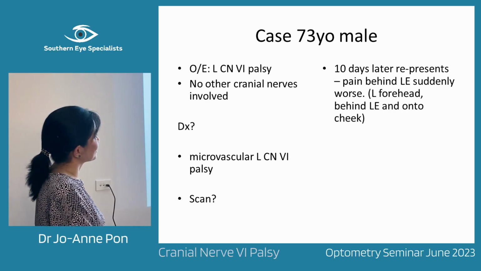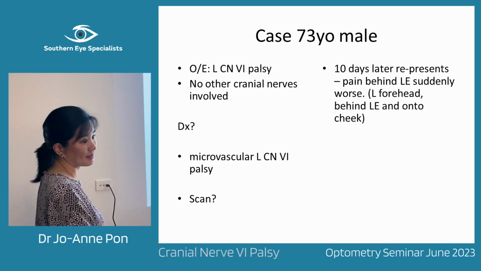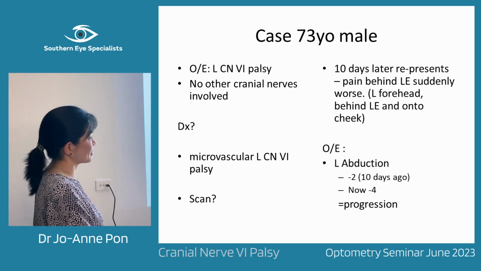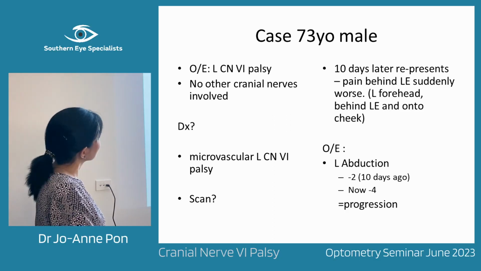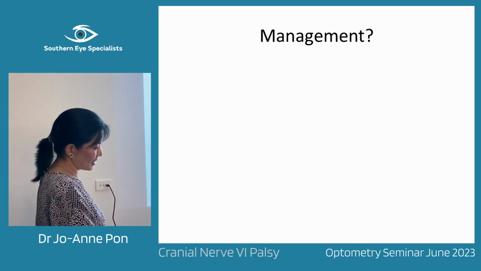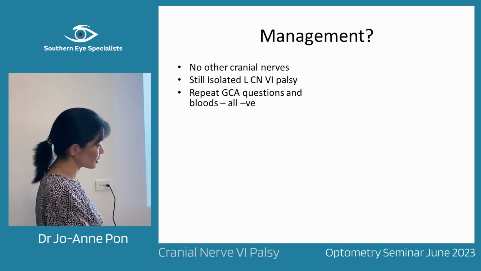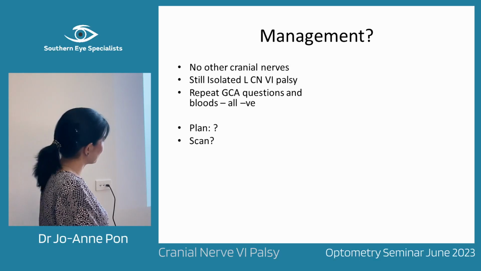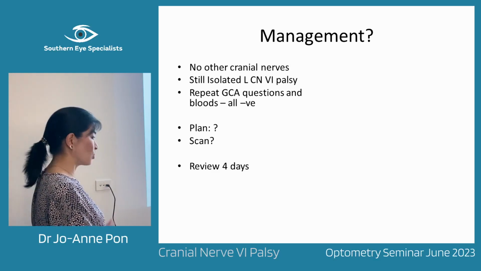10 days later, he presented again, feeling that things were worse, and particularly with pain, and the pain was bad. His abduction deficit had progressed, so should we scan him? We said, okay, let's do a check and make sure there's nothing else, and he still had an isolated sixth nerve palsy, no symptoms of GCA coming up, and all the blood tests were repeated and negative. And so the dilemma, do we scan him? Well, he still has nothing else to go on other than the sixth nerve, although his pain's getting worse.